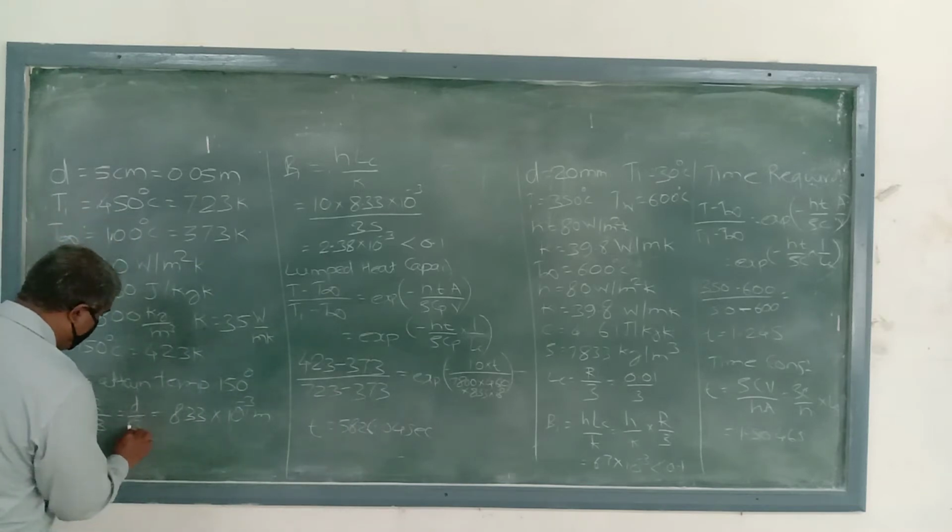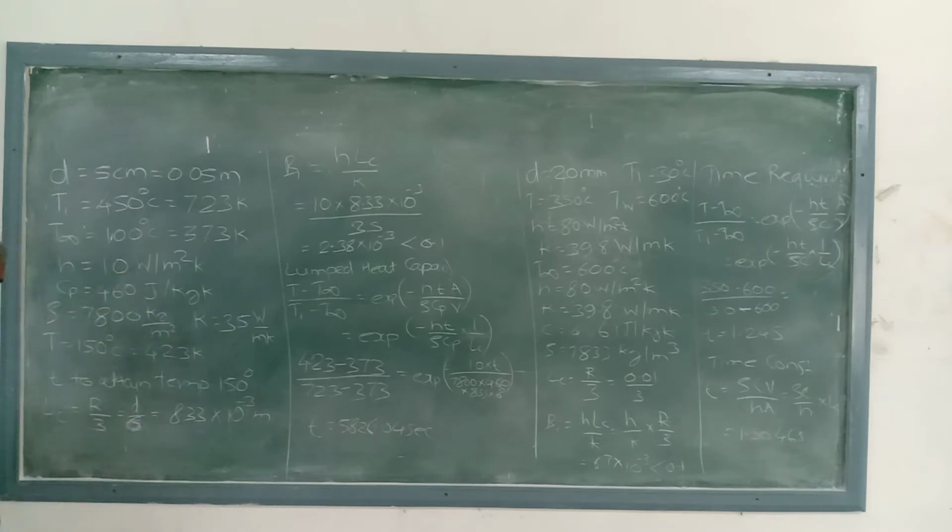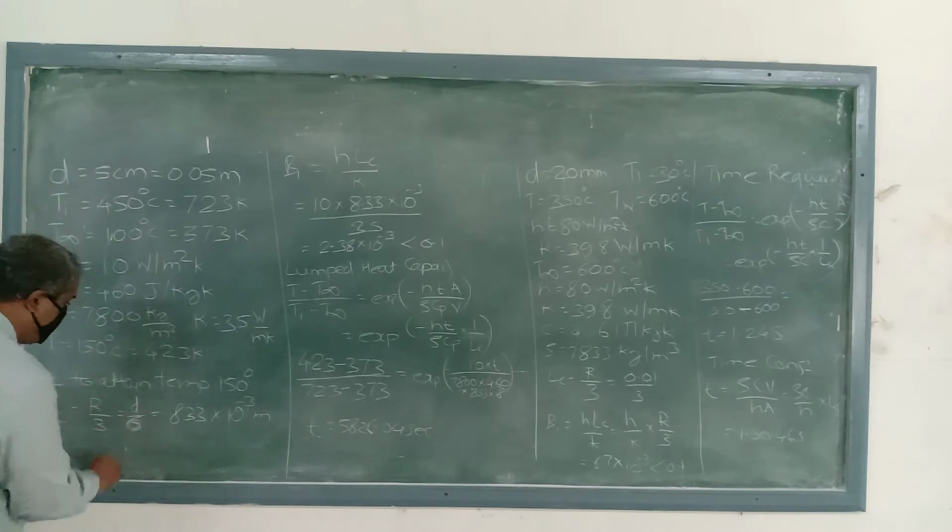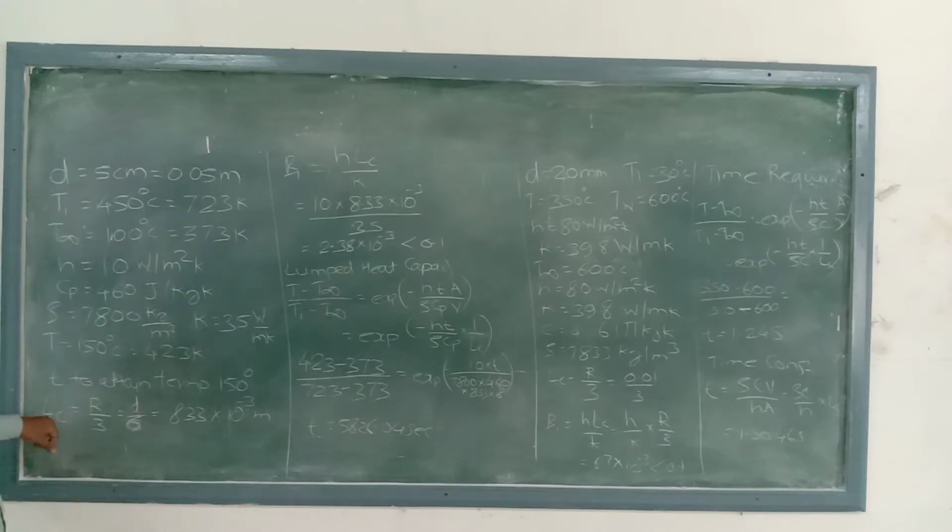So it becomes diameter divided by 6. So they have given the diameter, you divide it by 6, and you get the characteristic length Lc equal to 8.33 into 10 raised to minus 3 meter.